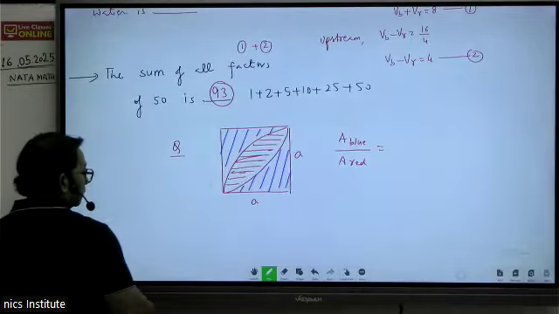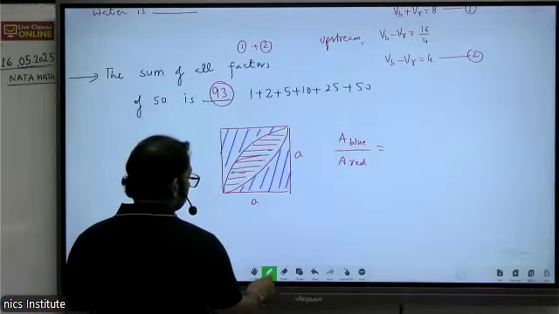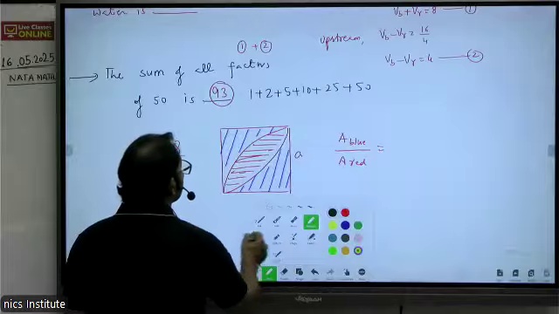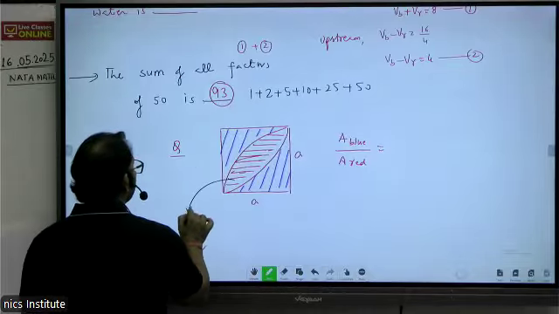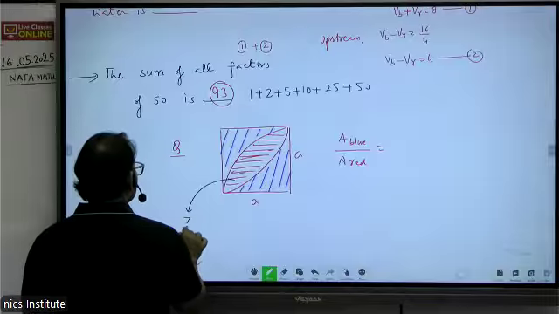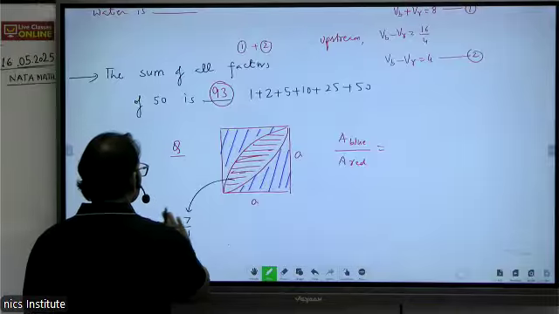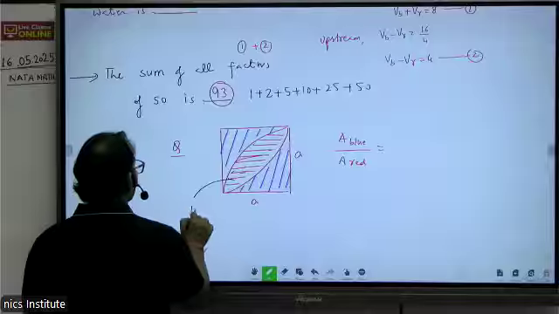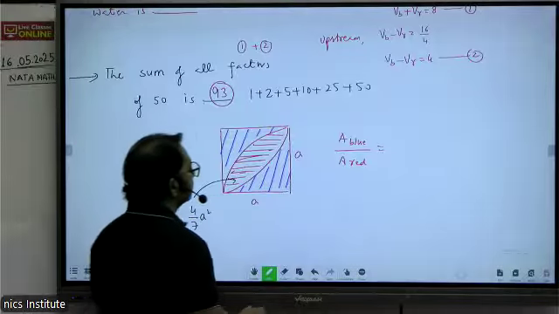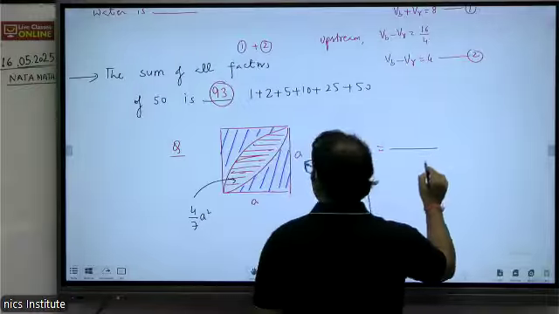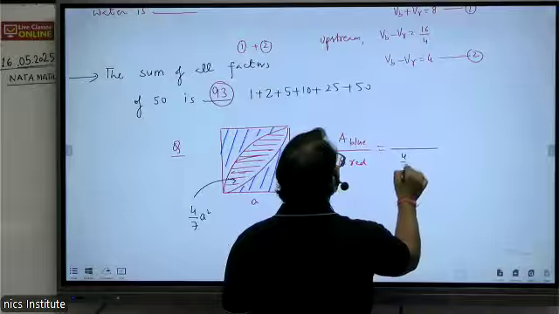Won't the answer be in a single term? No, it's a ratio. See, I gave you the formula for this area. If you remember, it was 4a² by 7. Right? So the area of the red is 4 by 7 a square always.